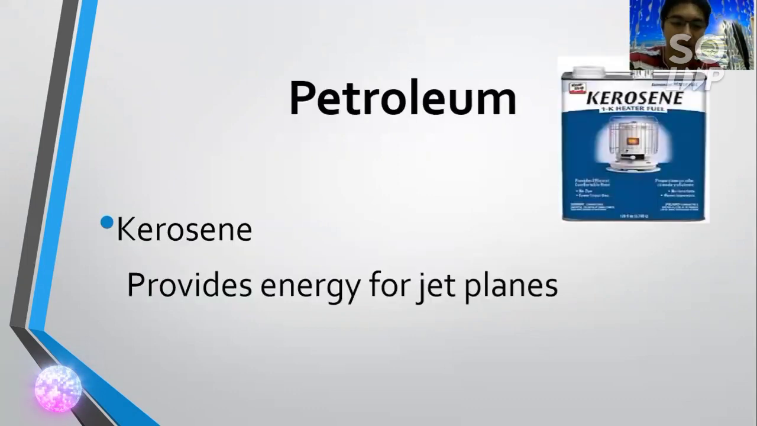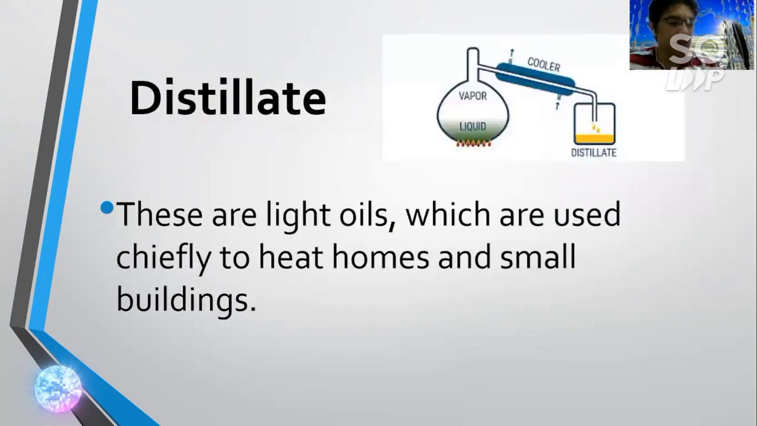And next is kerosene. It provides energy for jet planes, many industries and homes around the world as fuel for light, heat, and power. It is used in rocket engines and even paraffin wax. While distillate, what is this distillate? These are light oils which are used chiefly to heat homes and small buildings. Liquid products condensed from vapor during distillation.